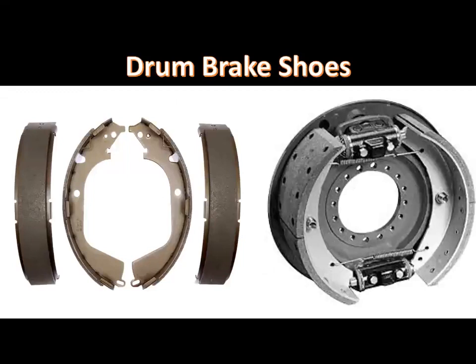Drum brake shoes are made from stamped steel. The brake linings are riveted or bonded to the brake shoes. The curvature of the brake shoes and linings matches the contour of the brake drums. Brake linings must be able to withstand extreme heat. The brake linings may be organic, semi-metallic, metallic, or synthetic.